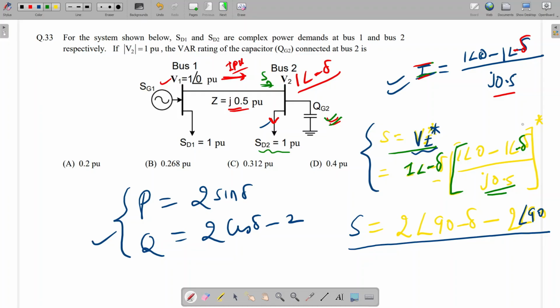Okay. So minus 90 conjugate will be plus 90. So plus 90 into 1 angle minus delta. This will be 2 angle 90 minus delta. First term, this one. Minus this second term will be there.